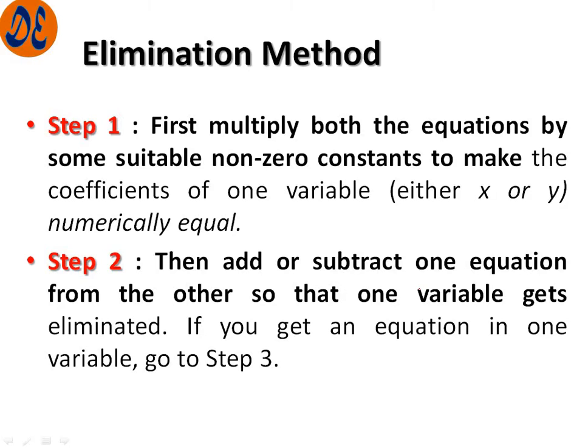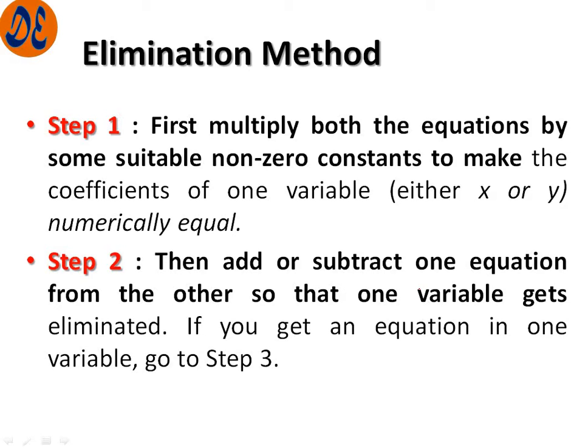Then the second step is to either add or subtract one equation from the other, so that one variable gets eliminated. Now suppose in both the equations x has got an equal coefficient, and both coefficients have the same sign. If they are of the same sign, then to eliminate that variable we will have to subtract one equation from the other. And if the two equations have different signs, that means if we add, that particular variable will be eliminated. We will do some examples later on and see how they are performed.